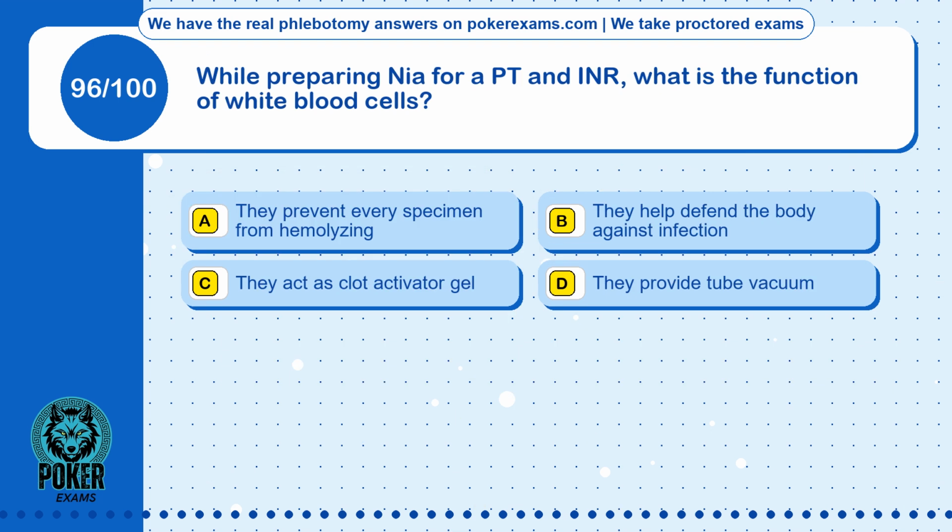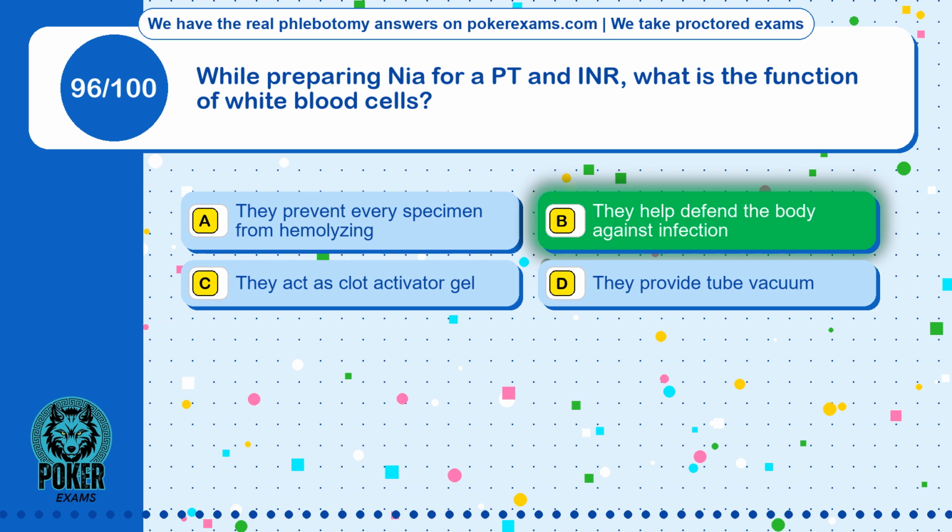Question 96. While preparing for a patient and INR, what is the function of white blood cells? Option A. They prevent every specimen from hemolyzing. Option B. They help defend the body against infection. Option C. They act as clot activator gel. Option D. They provide tube vacuum.